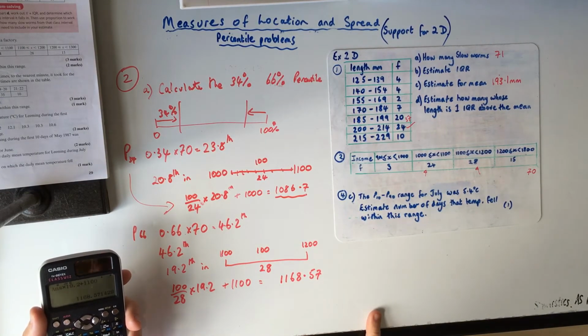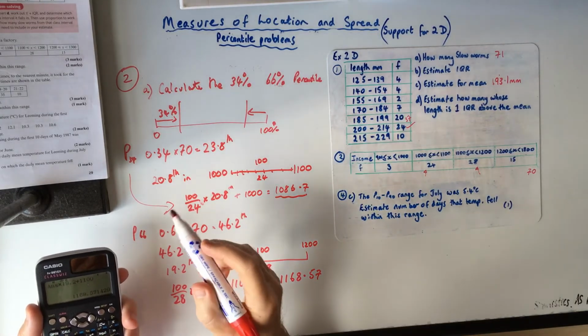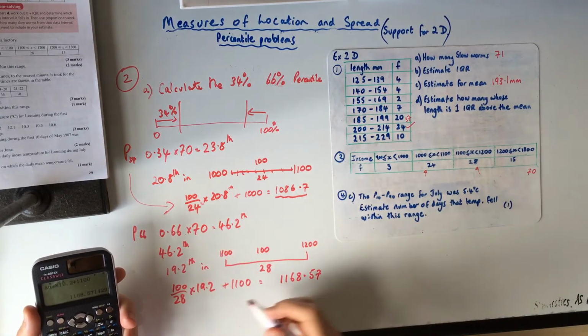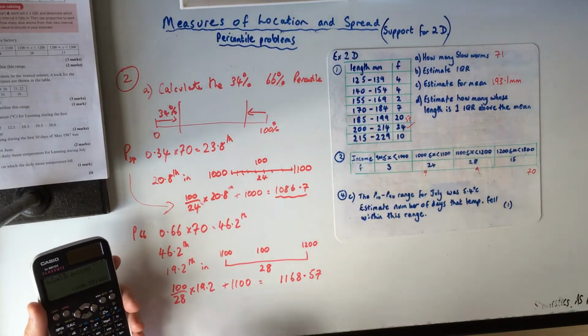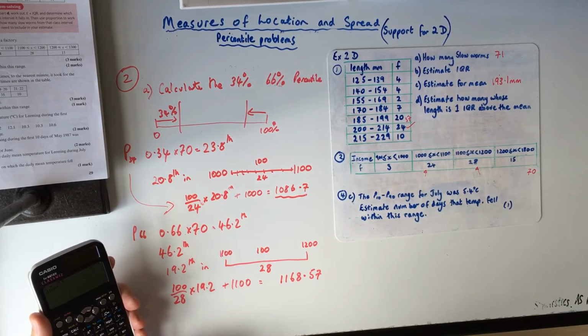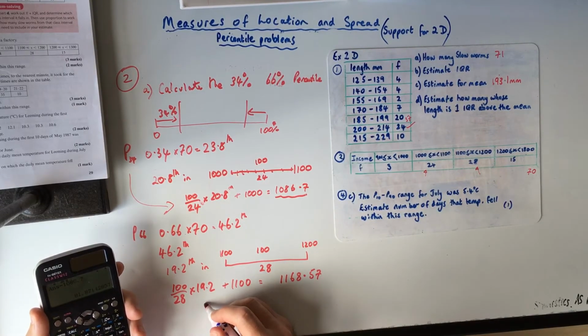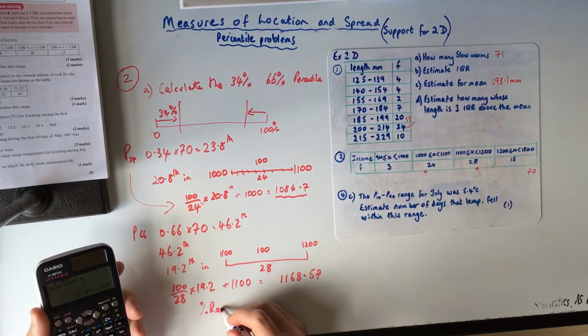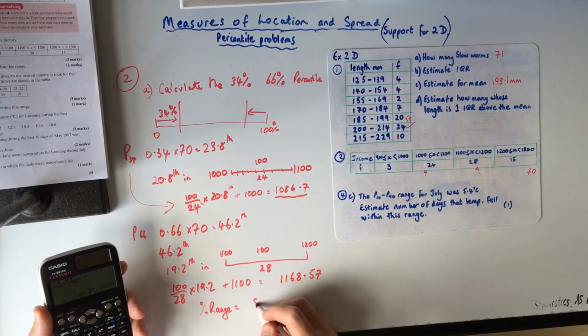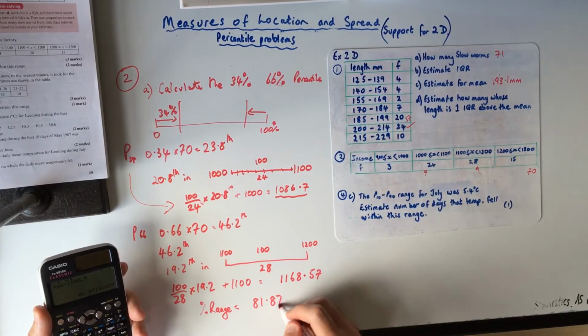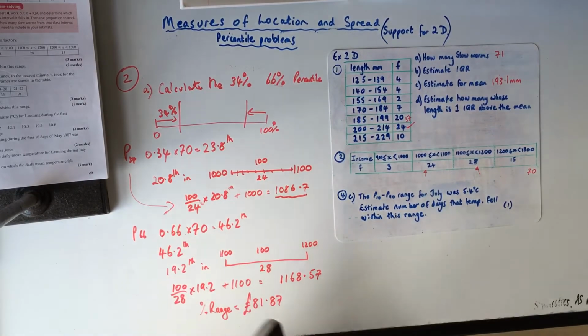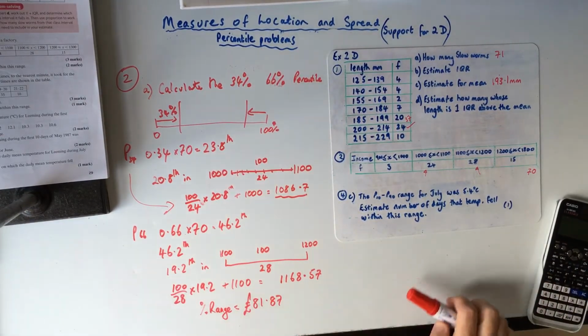Okay, it is asking for the percentile range, so the percentile range is that, take away that, so minus 108.6.7, so the percentile range is 81.87. Okay, so that's the answer, the percentile range.